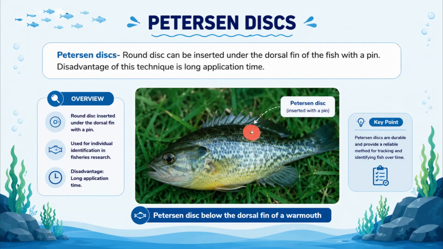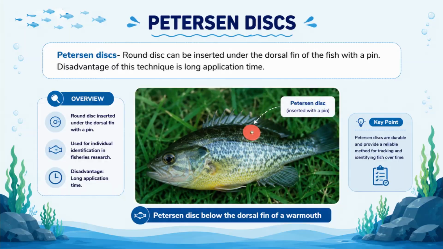Peterson discs are round disc-shaped tags that are inserted beneath the dorsal fin of the fish using a pin. These tags remain externally visible and help researchers identify individual fish during monitoring and recapture studies. Peterson disc tags are widely used in fisheries research because they are durable and provide reliable identification over long periods. They are especially useful for studying fish migration, growth, population dynamics, and stock assessment. However, one important disadvantage of this technique is the long application time. Attaching the disc carefully beneath the dorsal fin requires precision and handling, making the tagging process slower compared to some other methods.